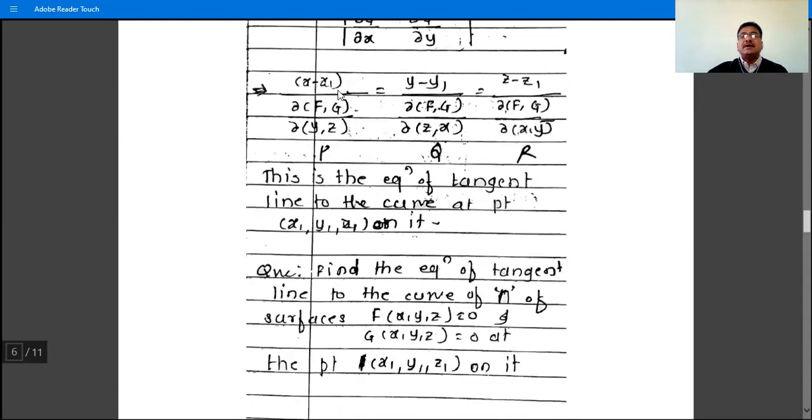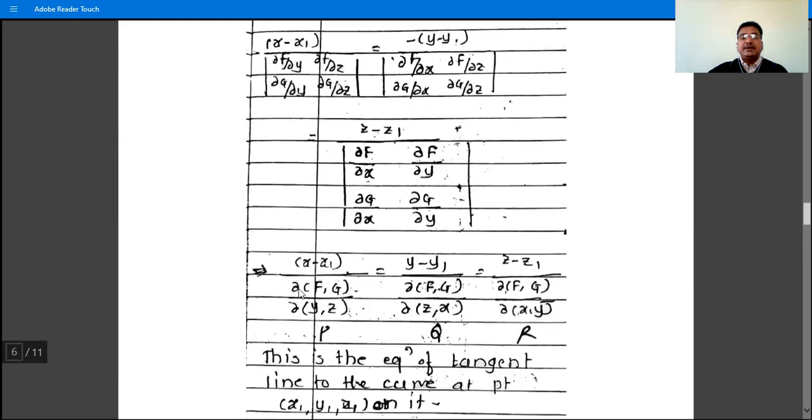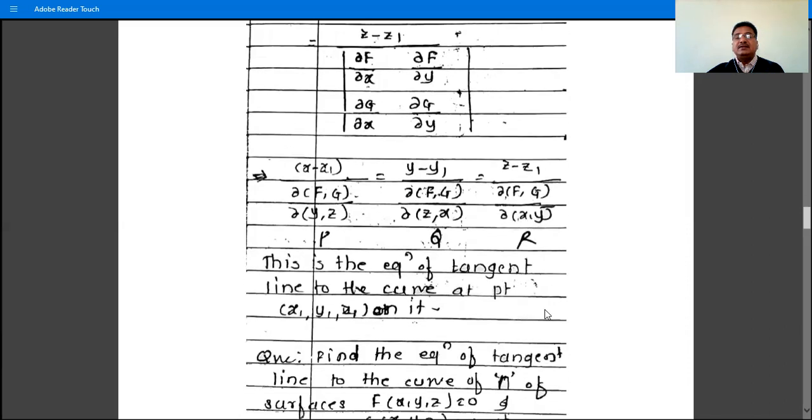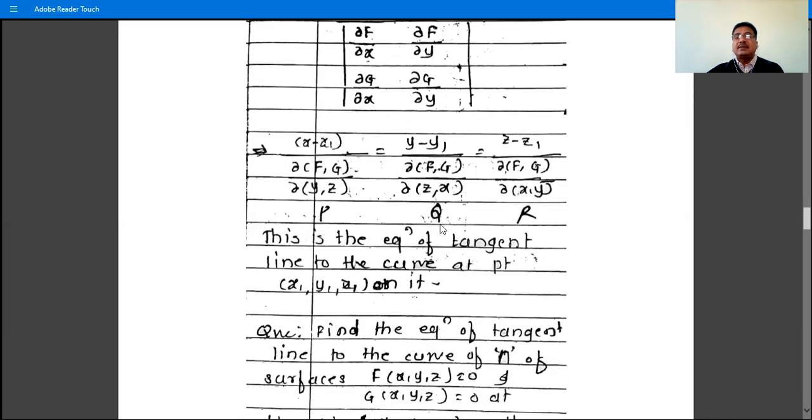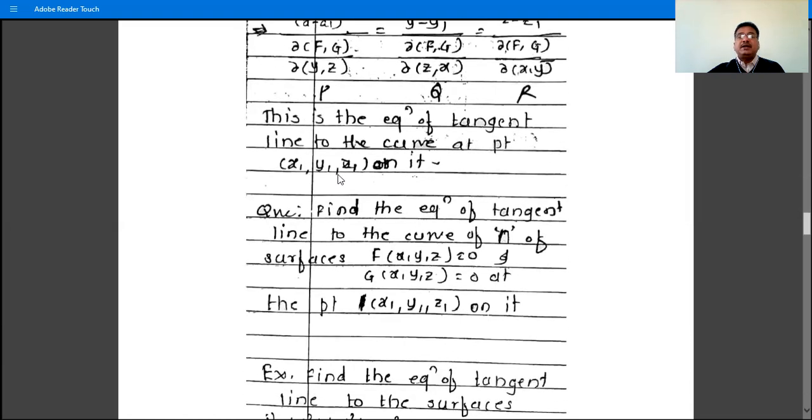Then we have x - x1. This determinant in the form of a Jacobian is ∂(F,G)/∂(y,z). After accepting the negative sign, we interchange the rows of the determinant, and it is the Jacobian ∂(F,G)/∂(z,x). This determinant is the Jacobian ∂(F,G)/∂(x,y). Denoting these by P, Q and R, this is the equation of the tangent line to the curve at the point (x1, y1, z1).